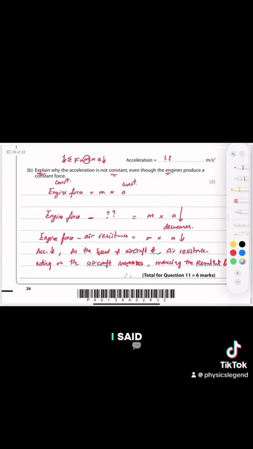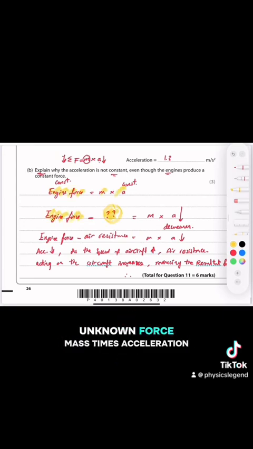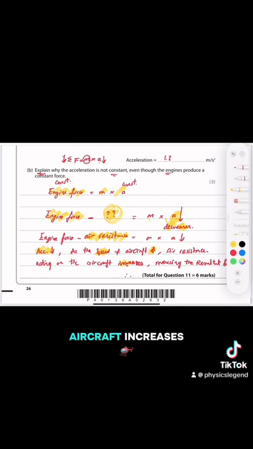So I highlight what I said: engine force initially equals mass times acceleration. Engine force minus this unknown force equals mass times acceleration. If acceleration decreases, there is another force acting in a negative direction opposing the engine force. So acceleration decreases, the speed of the aircraft increases, the air resistance acting on the aircraft increases, reducing the resultant force, and I get 3 out of 3.